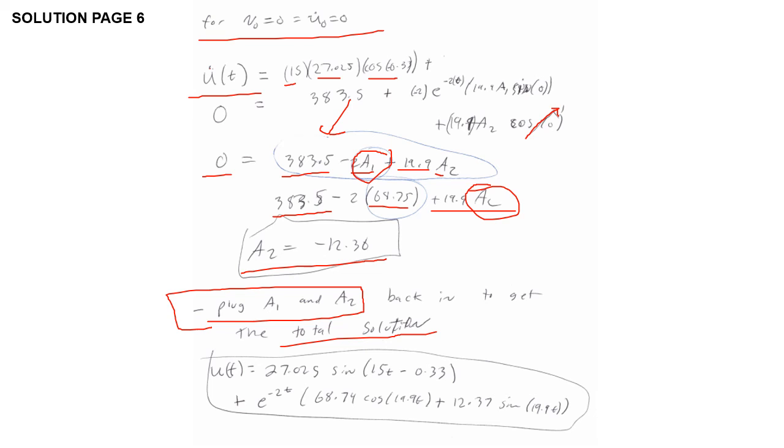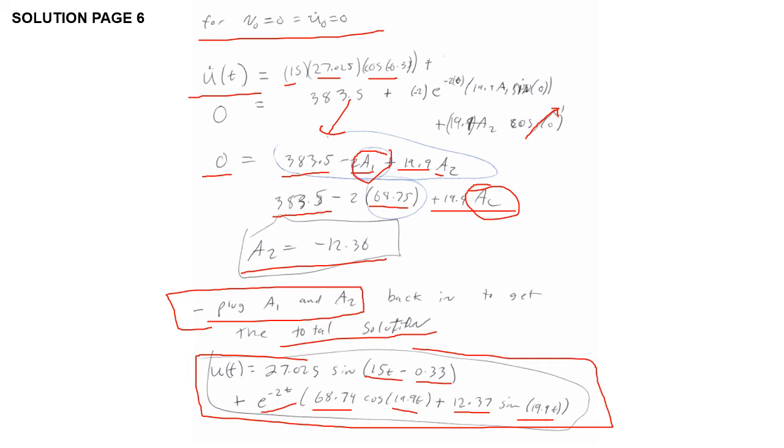u of t, once we plug our a1 and a2 back in, is equal to 27.025 times the sine of 15t minus 0.33 plus e to the negative 2t times now our 68.74 times the cosine of 19.9t plus 12.37 times the sine of 19.9t for our final answer. So quite a bit of work to fill in everything we needed into that total response equation, but we were able to do it piecewise, bit by bit, and then slowly plug back in.